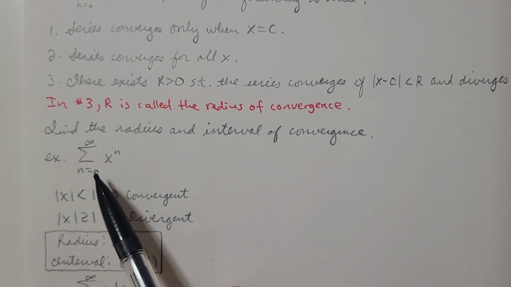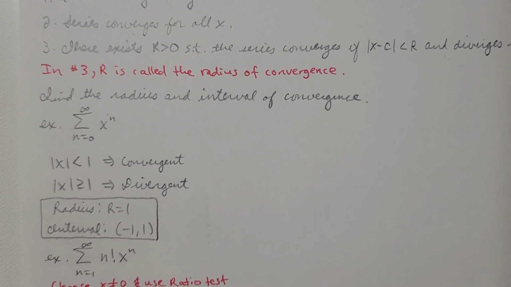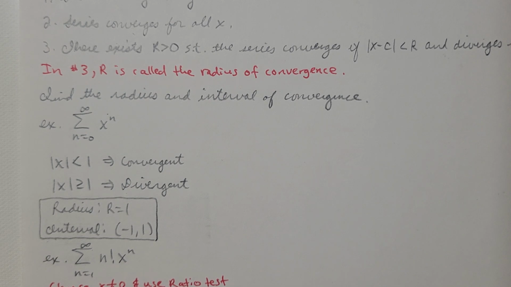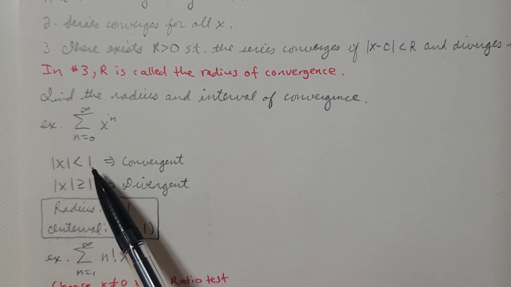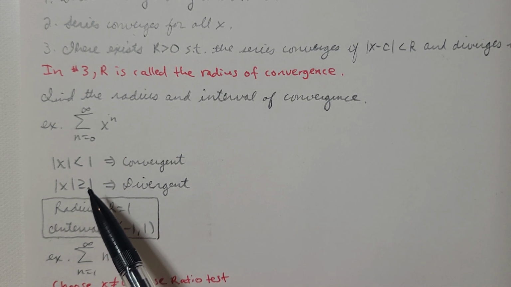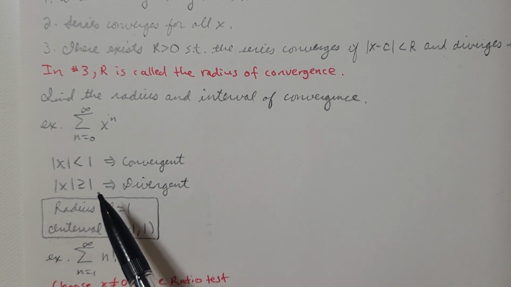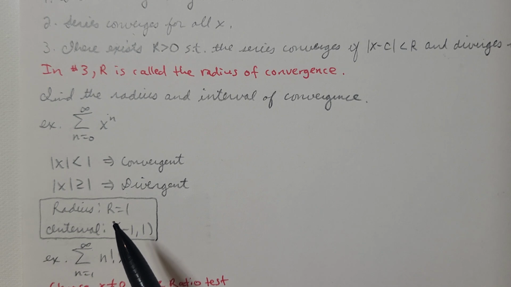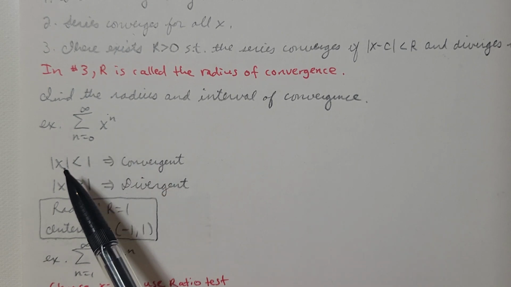In this first example, suppose we have the series given by the sum as n equals 0 to infinity of x to the n. Well, this is a geometric series. I know that for a geometric series, when the absolute value of r is less than 1, you have a convergent series, and if the absolute value of r is greater than or equal to 1, you have a divergent series. Here, x is the value of r.